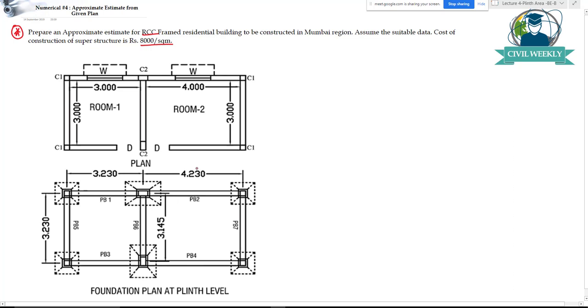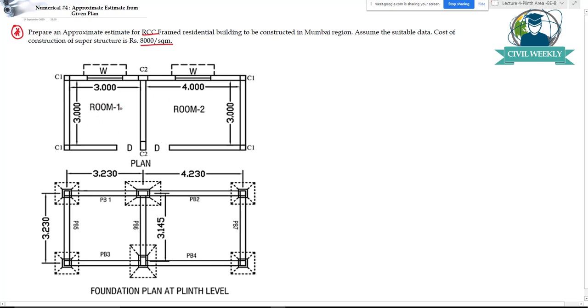So what is the difference between this numerical and the previously solved numericals? In previously solved numericals we got the data that the structure is G+1, G+4, G+5, and the carpet area was given to us. Then we had to assume some data regarding circulation area and area occupied by walls and columns and everything. But here they have not mentioned what type of structure it is. They have just mentioned RCC frame structure, but they have not mentioned how many stories. They have just given you the diagram or the plan for that particular structure.